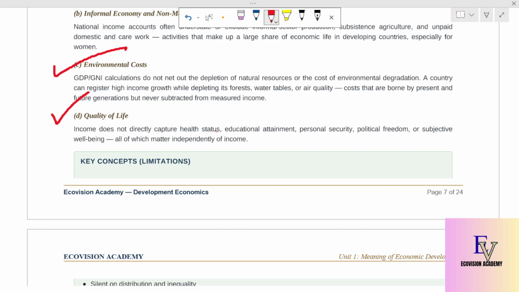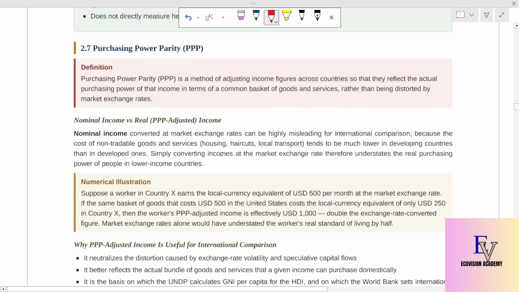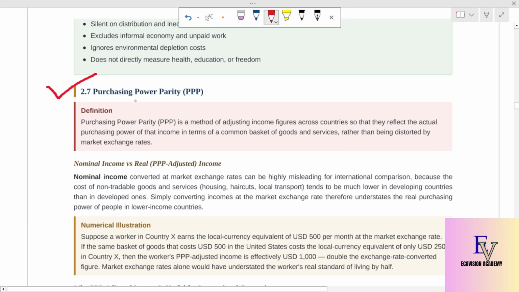So the income approach basically gives us quantitative figures like GDP, GNP, and per capita income, but it does not talk about the qualitative ones, which are very important for economic development. Now one of the problems is purchasing power parity, PPP.